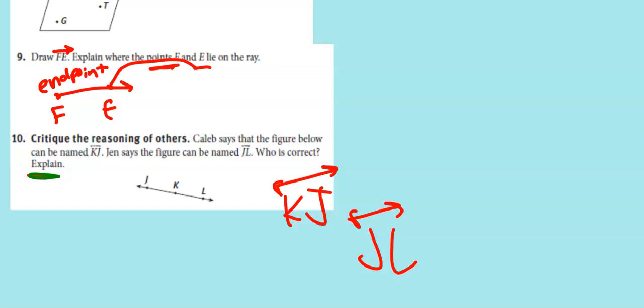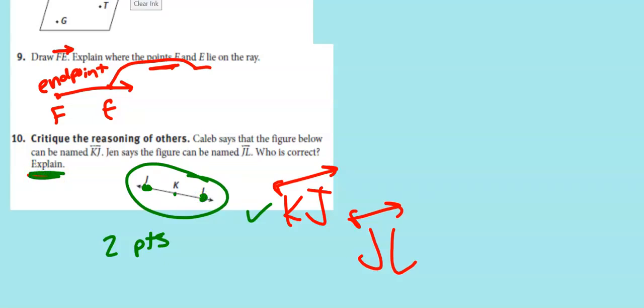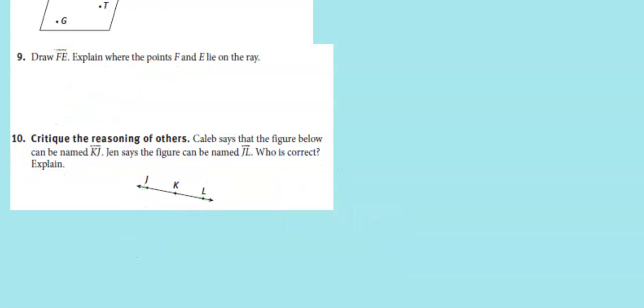So who is correct here for number 10? Well, this is a line. A line must have 2 points, any points you want. So our K and J on the line, yep, that's all right. Our J and L on the line, yep, that's all right too. So they're actually both correct. And to explain that, you would say something like, it is a line, so they must pick 2 points and use capital letters, which they both did.